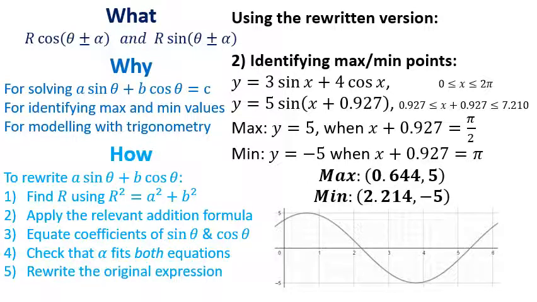Again, we can have a quick look at a graph here to convince ourselves that we're on the right lines. There is a value at 0.644, it looks like, and another value at 2.2 something. Those are going to give you a maximum and minimum points.